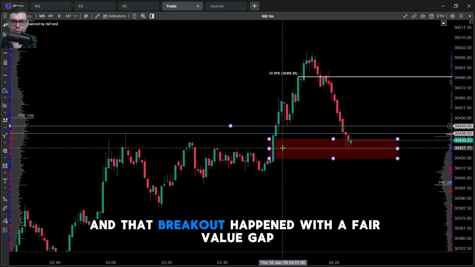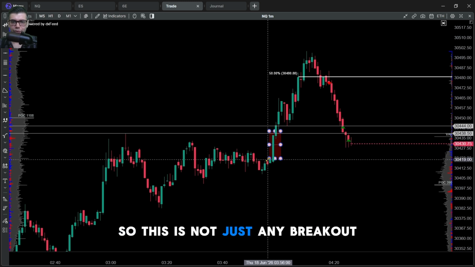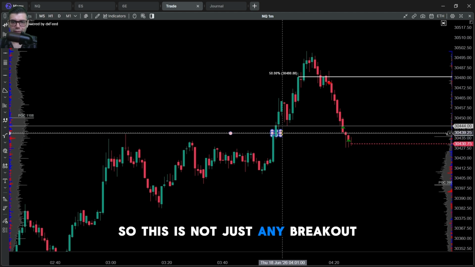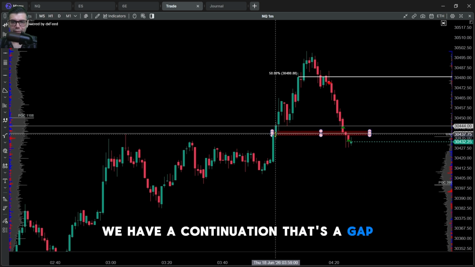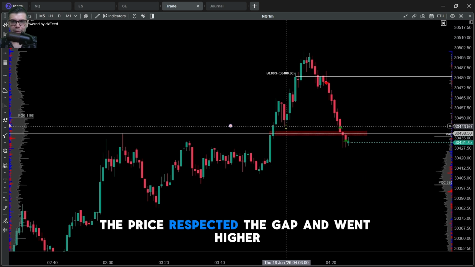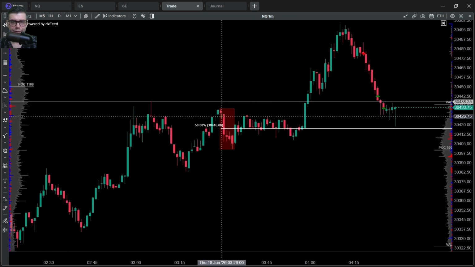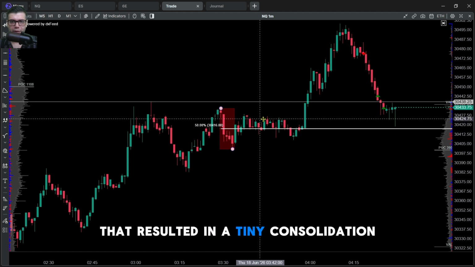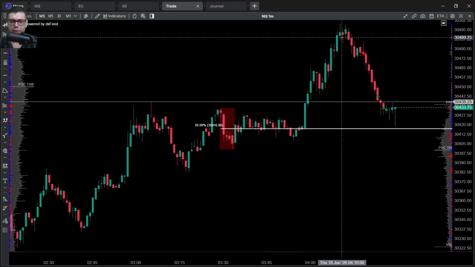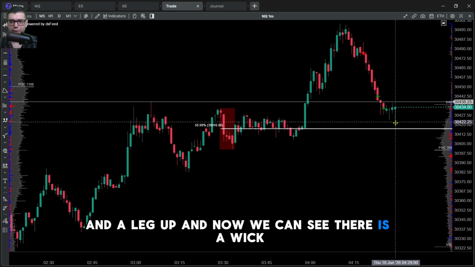And that breakout happened with a fair value gap. So this is not just any breakout. We have a continuation. That's a gap. The price respected the gap and went higher. This is the chain of bearish candles that resulted in a tiny consolidation and a leg up. And now we can see there is a wick.